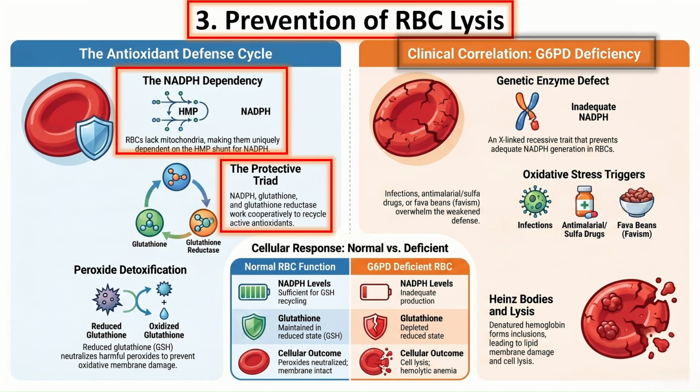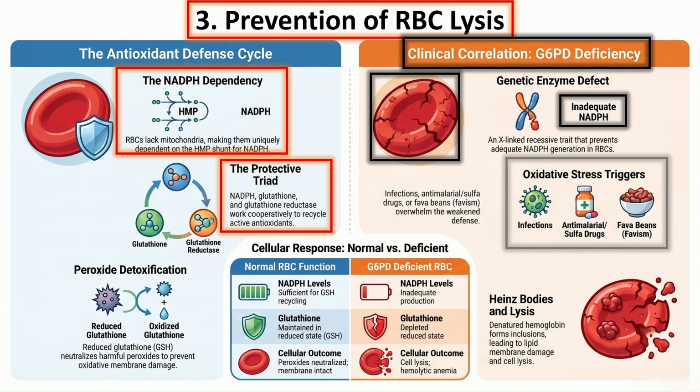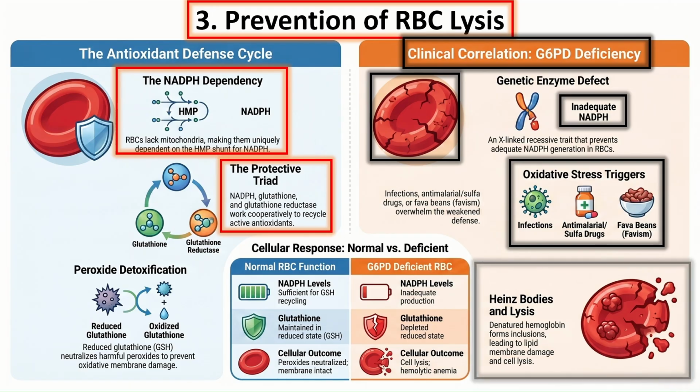So what happens in G6PD deficiency? In G6PD deficiency, NADPH is not produced in sufficient quantities, because of which the RBC membrane cannot be protected from damage to the lipid membranes due to oxidative stress, which can be from infections, anti-malarial drugs or ingestion of fava beans, leading to cell lysis, resulting in hemolytic anemia. The oxidative stress also damages the intracellular hemoglobin, leading to its denaturation and the formation of characteristic inclusions known as Heinz bodies.